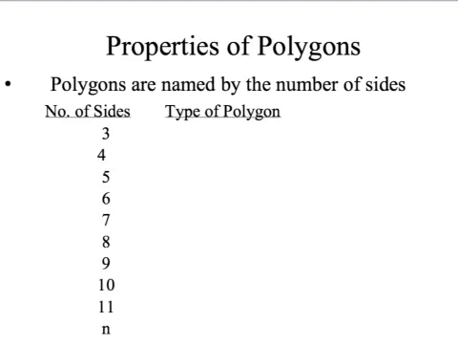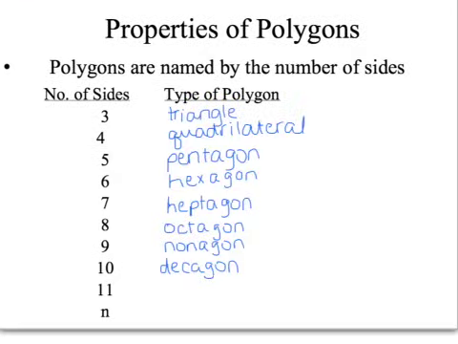Okay, so polygons are named by the number of sides that they have. Now on this sheet of paper, or on your notes, you have several different sizes listed. What I want you to do is hit pause on the video and go through the list and see how many sides you can name. And then check your answers by hitting play. Okay, so you should end up with 3 sides as triangle, then a quadrilateral, 5 is pentagon, 6 is a hexagon, 7 heptagon, 8 octagon, 9 nonagon, and 10 decagon.